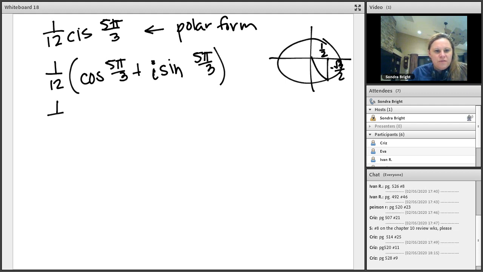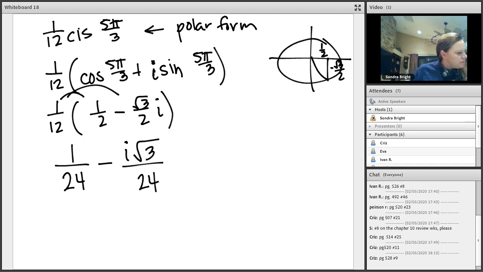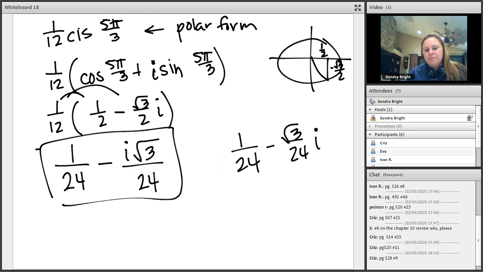And so we have 1 over 12 times 1/2 minus rad 3 over 2 I. And then you want to just distribute the 1 over 12 on there. So 1 over 24 minus, I usually stick my I in front of the rad, I rad 3 over 24. That's what the answer they gave. They put the I at the end, whatever. I guess 1 over 24 minus rad 3 over 24 I. This is truly a plus bi form.